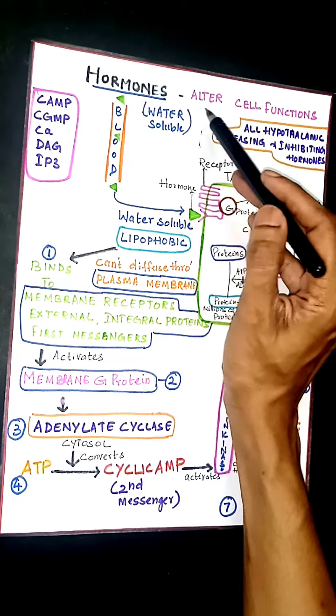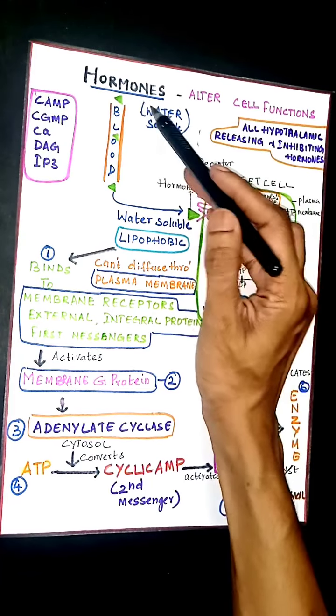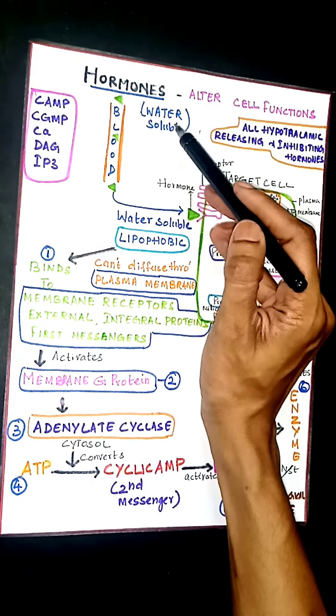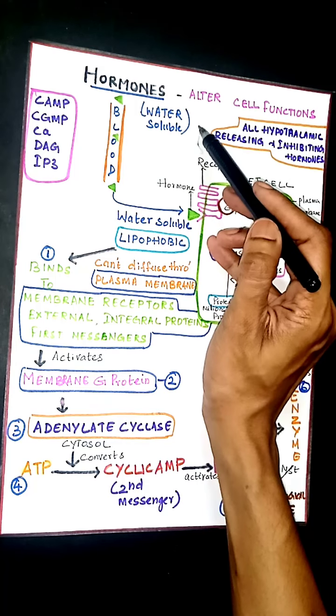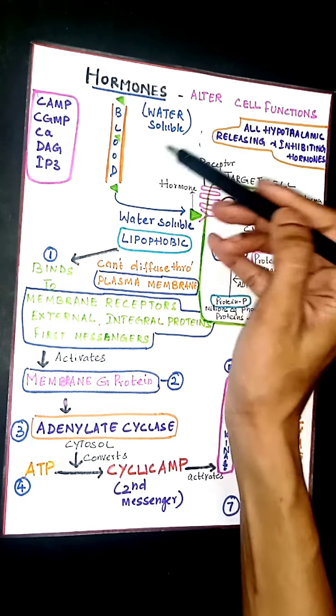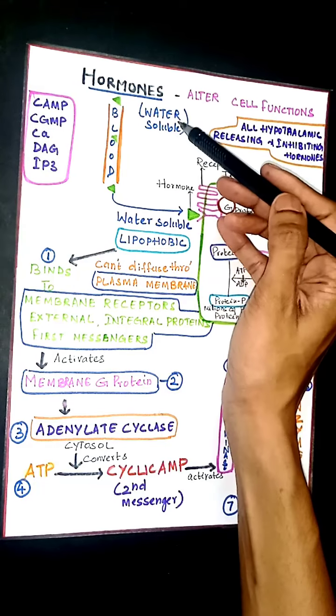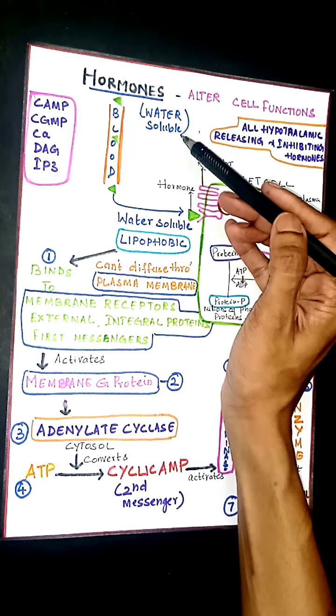The function of hormones is to alter the cell function. Under hormones you have water soluble hormones and lipid soluble hormones. Lipid soluble hormones I have already uploaded. Today we are going to see about the mechanism of action of water soluble hormones.